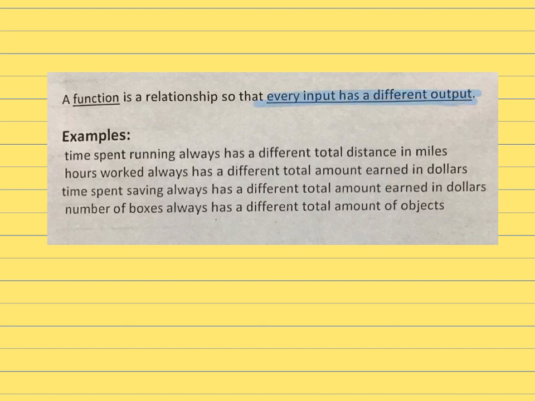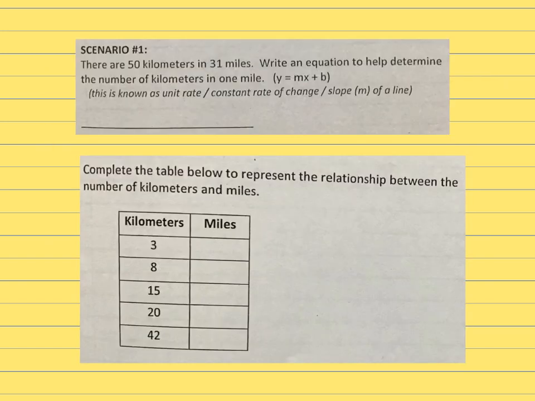A couple of things that are some examples. If you run, the different amounts of time you spend running, you will always go a different distance. However many hours you work, you get paid a different amount of money. Time spent saving money, you would earn more dollars for the different amounts of time you save money. And if you have boxes with items inside them, a different amount of boxes would also always give you a different amount of total objects when you open them and count them up.